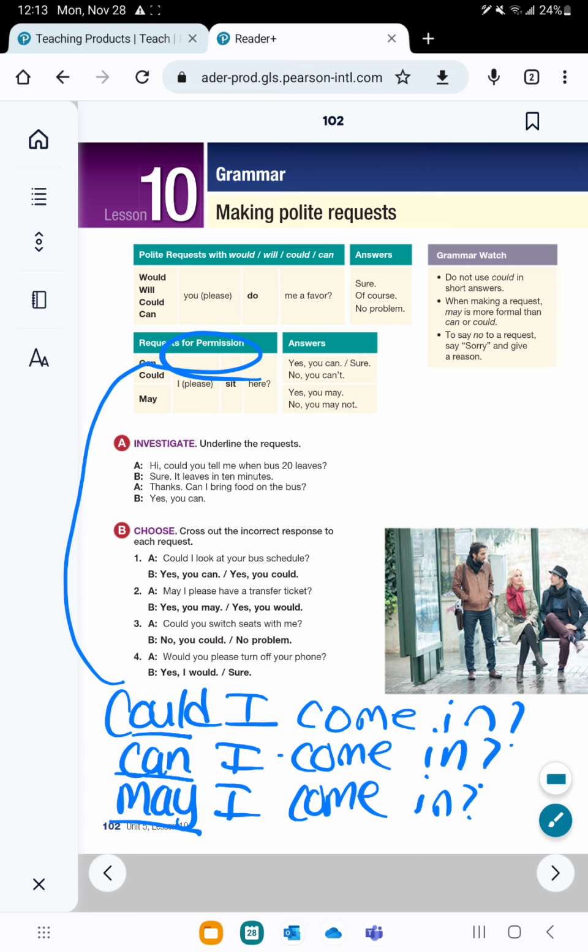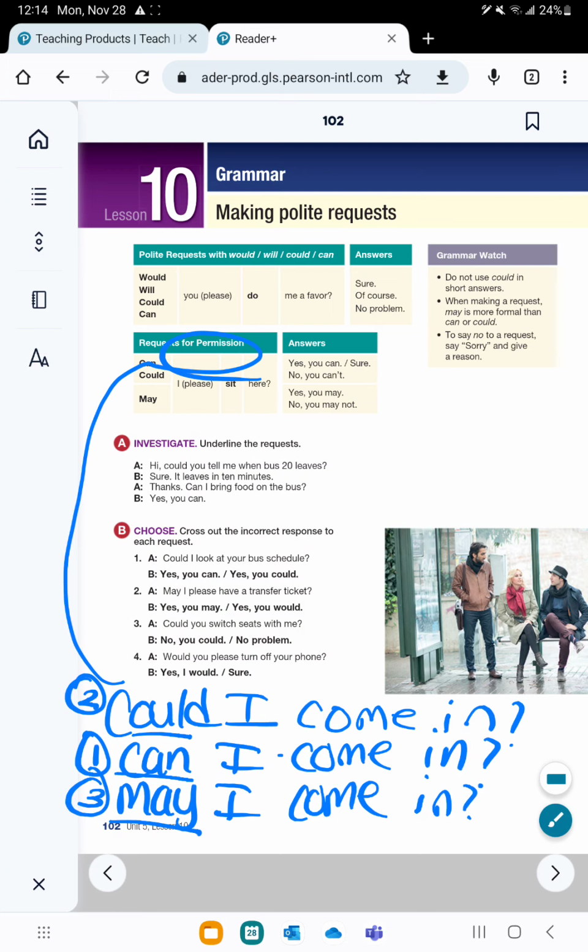And how it goes is can is the most informal way to ask. Can I come in? If you want to be a little more formal, you can say, could I come in? And then the most formal is to say, may I come in? So that's all you're doing. It starts with can, could, or may. And it depends on who you're talking to.